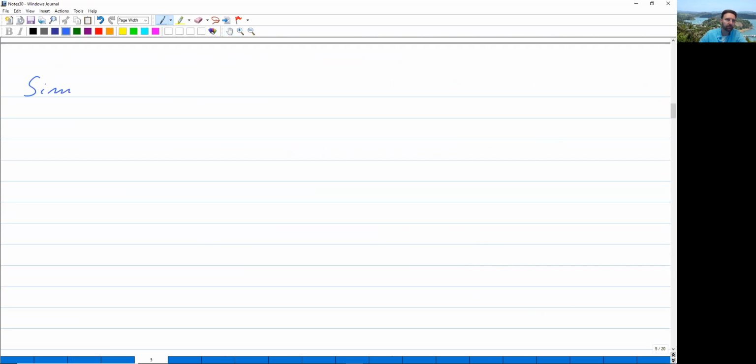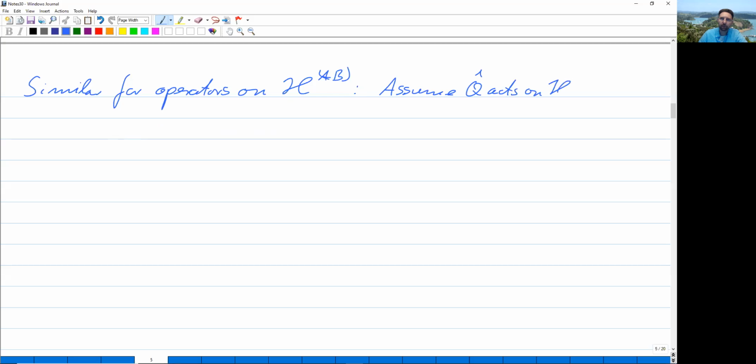Now, the situation is similar for operators on the Hilbert space H_AB. Namely, let's assume Q hat acts on H superscript AB.